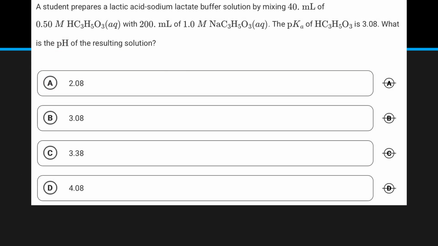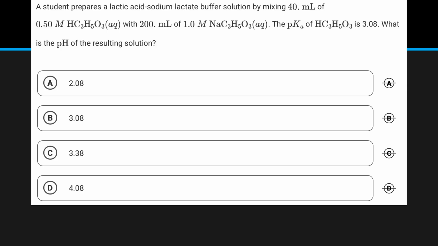All right, a student prepares a lactic acid sodium lactate buffer solution by mixing 40 milliliters of 0.5 molar lactic acid with 200 milliliters of 1 molar sodium lactate. The pKa of lactic acid is 3.08. What is the pH of the resulting solution?